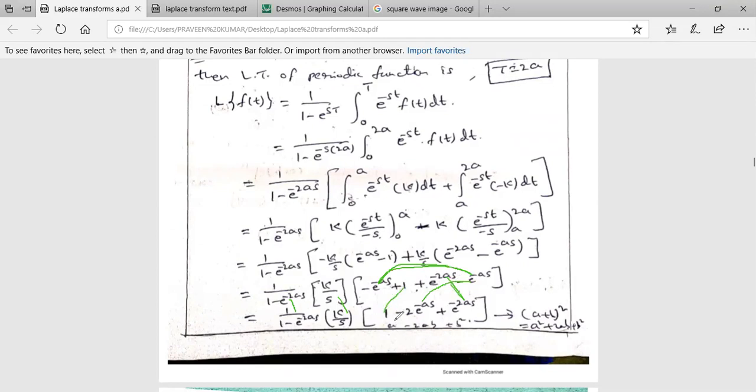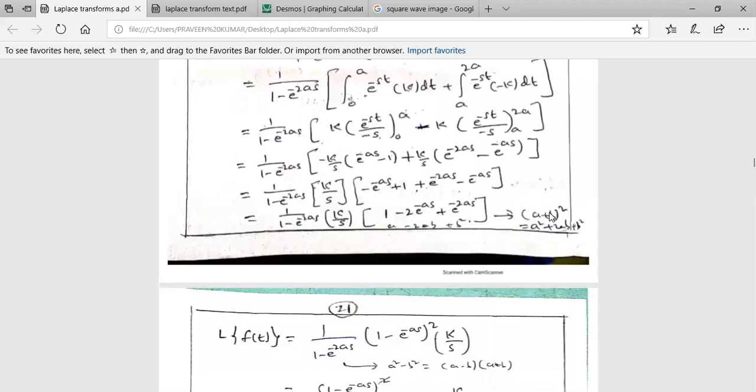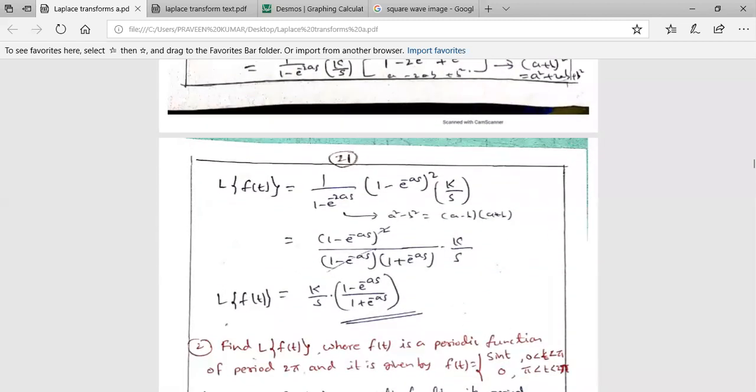So you take this as a square, this as 2ab, and this as b square. Therefore this is in the form of a square minus 2ab plus b square, so we'll write it as (a minus b) whole square. What is a here? 1. What is b here? e power minus as. So this is 1 by 1 minus e power minus 2as, (1 minus e power minus as) square, and k by s is as it is.